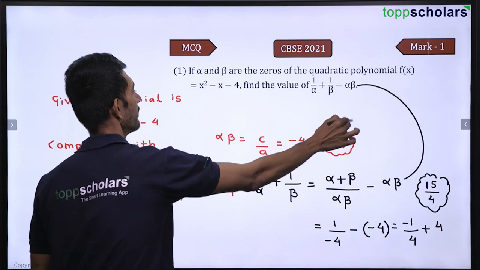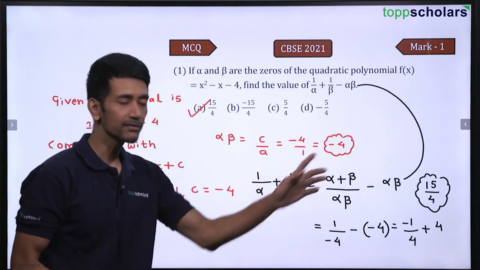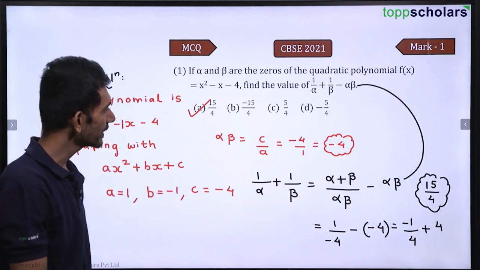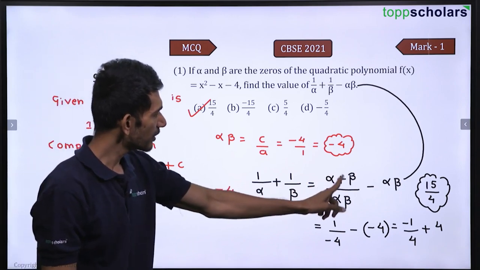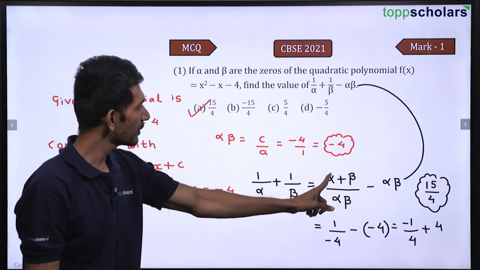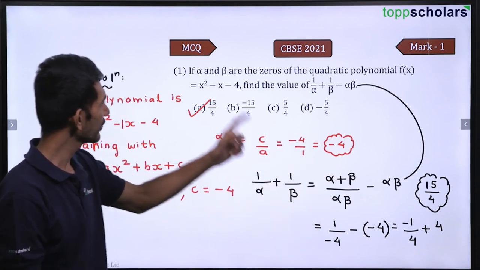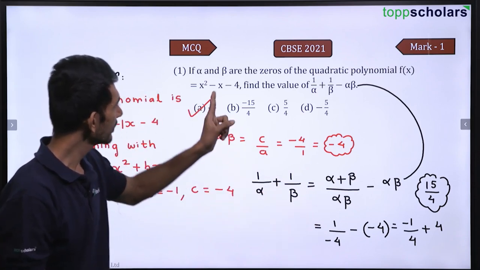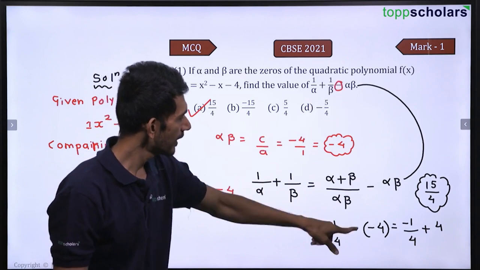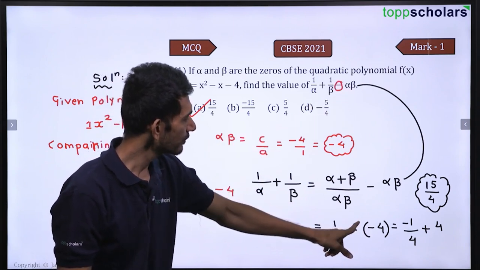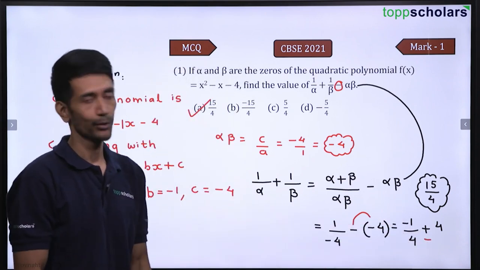So let us check if 15 by 4 is there in the options. Yes, it is there in the options. So option A is the correct option, that is 15 by 4. I hope you are understanding this. So here we have alpha plus beta, we have alpha beta. Alpha plus beta is how much? We already calculated, that was 1, right? That is minus b by a. Alpha into beta is c by a, which is minus 4. Then again we had a minus sign here. And then we have alpha beta, which is minus 4. This minus minus becomes plus. You solve that, you get 15 by 4.